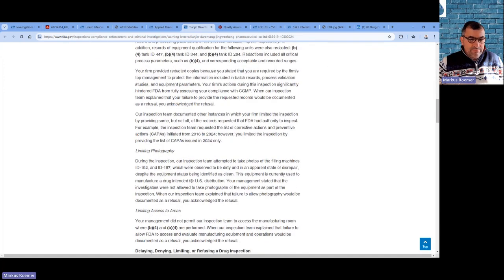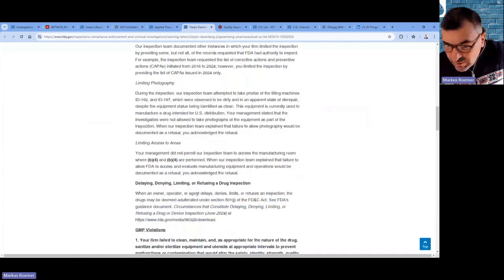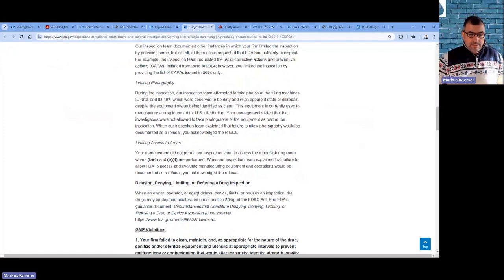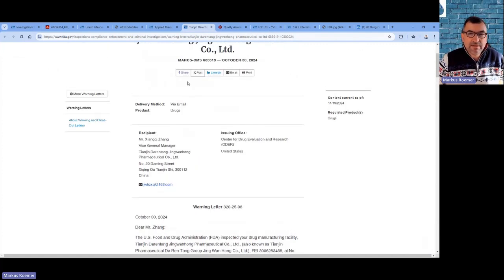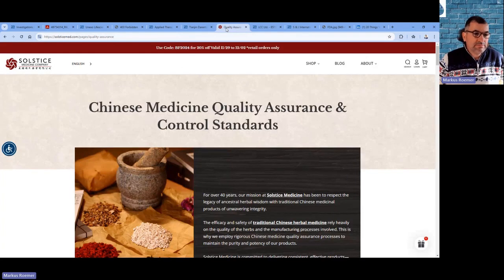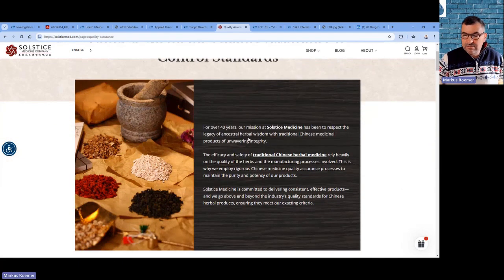Limiting photography, limiting access to area. You are not a good host. Oh yes, okay. And that's interesting. These products are imported to the US by this company. I don't know the name, I don't care. On their website: Chinese medicine quality assurance and quality standards. You see how marketing is selling this totally stupid stuff.